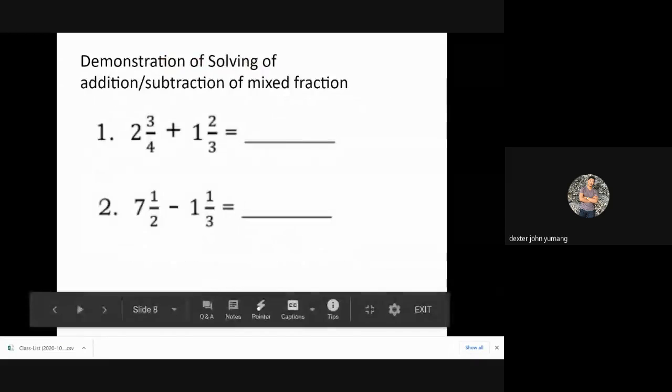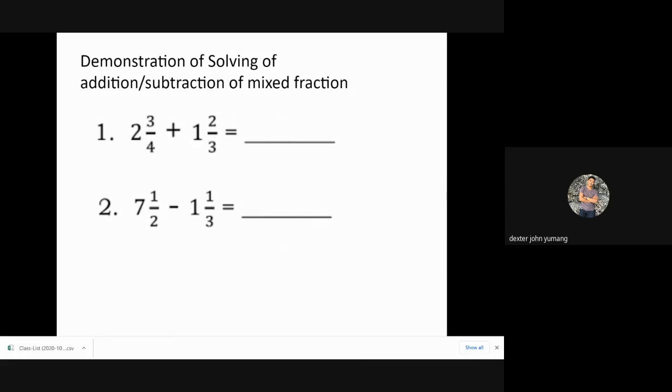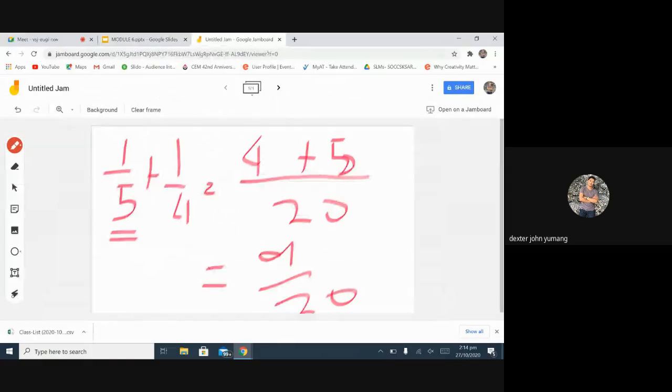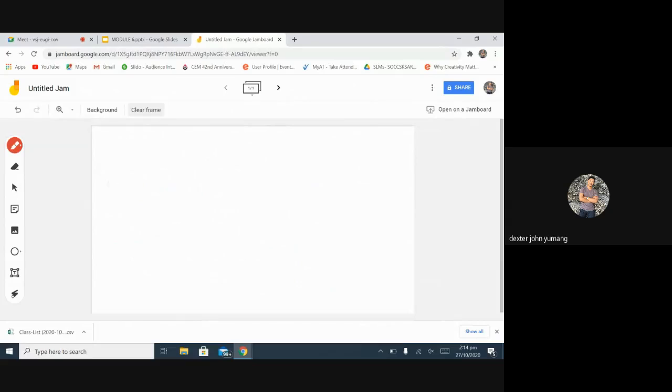So, let's have an example. 2 and 3/4 plus 1 and 2/3. So, ang una pong gagawin dito is i-mix po natin siya or mix fraction.